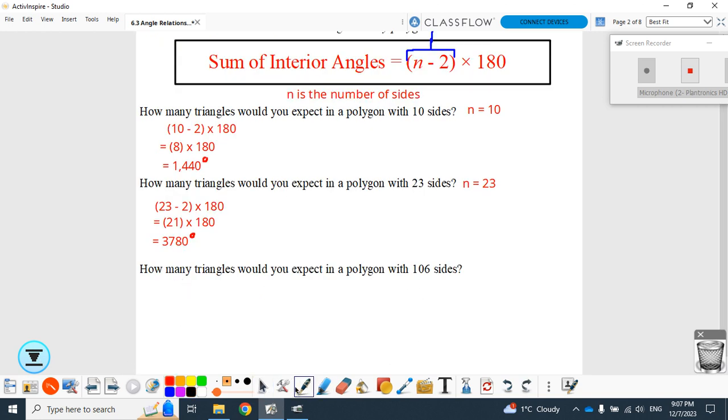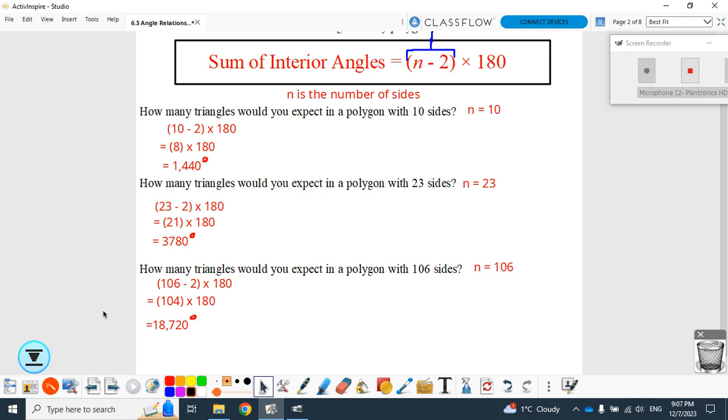Lastly, okay, now we're really using our imagination here. If there's a 106-sided polygon, I don't even know what you'd call that. That'd be humongous. So we know the number of sides is 106. And I think you're getting the idea here, right? If there's 106 sides, that means there's going to be 104 triangles in there. Multiply that by 180, and we get a total sum of interior angles of 18,720 degrees. Okay, take a moment to write that down.